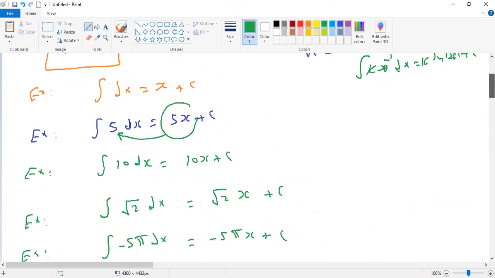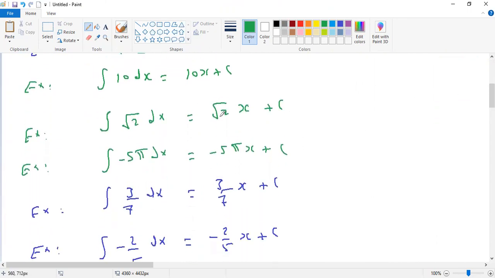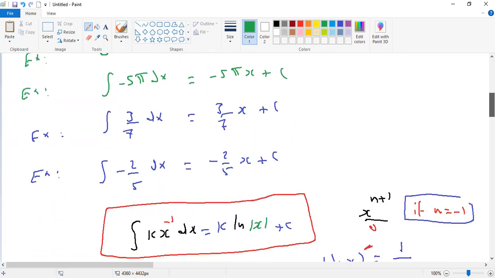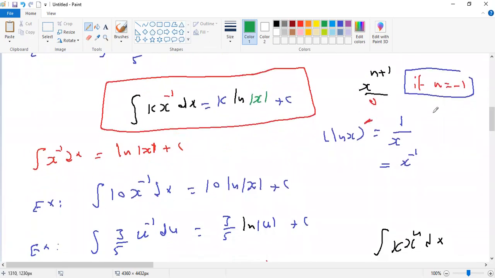And here I explain in this example: the integral of 1 will be x plus c, 5 will be 5x plus c, and 10 too, because n is 0, so only a constant. So radical 2 gives radical 2x, and minus 5 pi gives minus 5 pi x. The derivative of each of these returns you to radical 2 and -5 pi, because the derivative of x is 1. And here I explain that if the power is negative 1, it will be ln.